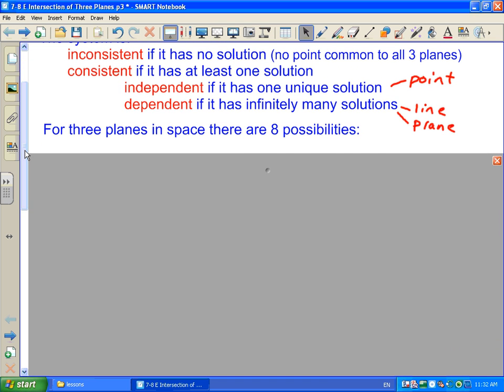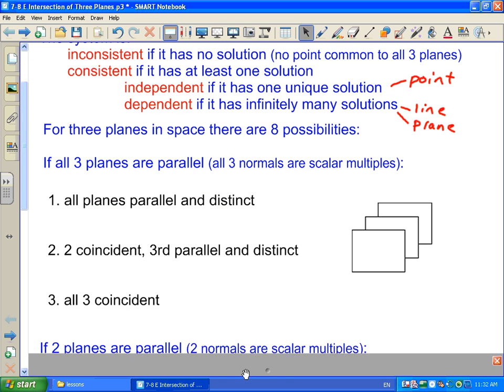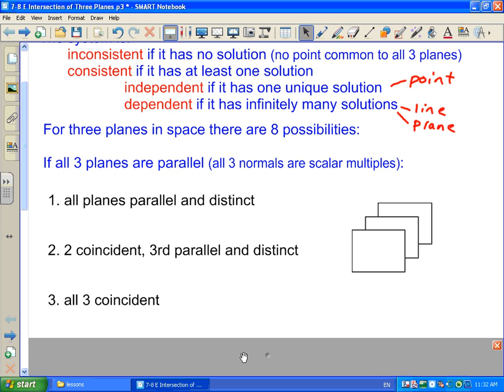Sort of the first group of possibilities occur when all three of our planes are parallel to one another. And the way we can check to see if all three of them are parallel is we take a look at the normals of the planes. So if all three of the normals are scalar multiples, all three of the planes will be parallel. Now, in here we have 3 possibilities. All of the planes could be parallel and distinct, and that's what I've kind of tried to draw over here. We've got our 3 planes, plane 1, plane 2, plane 3, 3 separate planes, parallel and distinct.